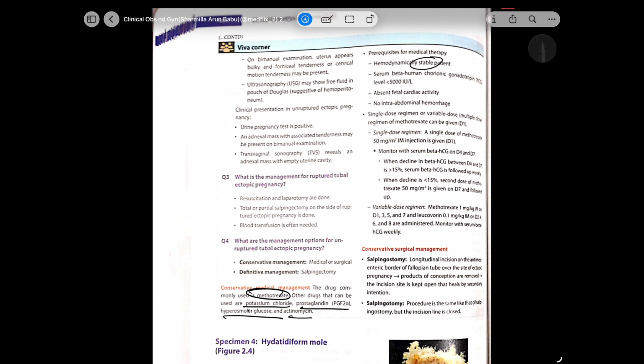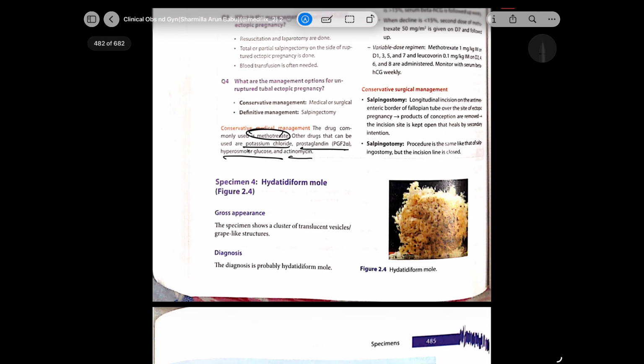Variable dose regimen: methotrexate 1 mg per kg intramuscular on days 1, 3, 5, 7 and leucovorin 0.1 mg per kg intramuscular on days 2, 4, 6 and 8 are administered. Monitor with serum beta hCG weekly.